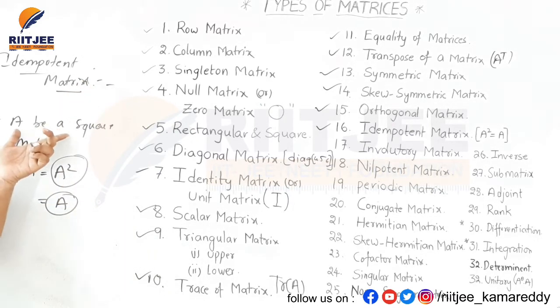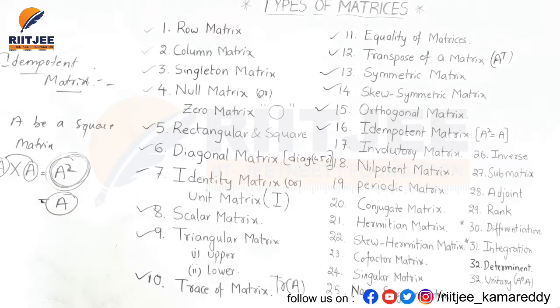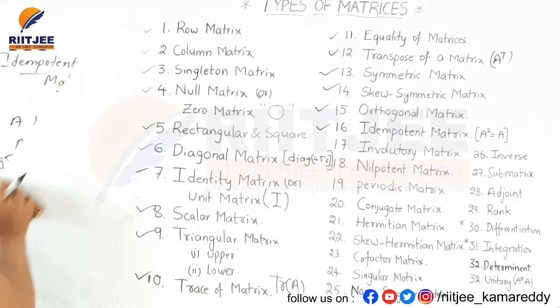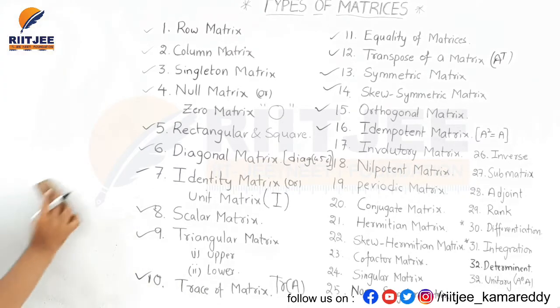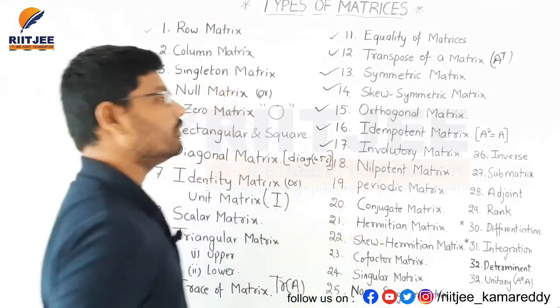Idempotent matrix is nothing but, let A be a square matrix, A into A. If you multiply a matrix with itself one more time, that will give A square. The product answer of A square will give again A, then it is called idempotent matrix. This is all about idempotent matrix. And the next type of matrix is involutory matrix.